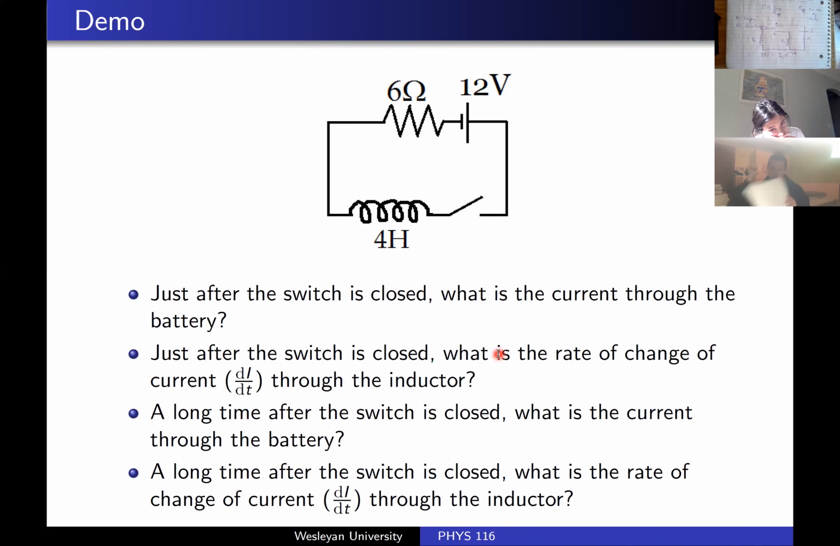Okay, so let me just illustrate that. What we're talking about here is if I was plotting current versus time, we've said already that it would follow a curve like this. And so we're basically asking, what is the slope at this moment at t equals 0? What is di over dt at the initial moment?